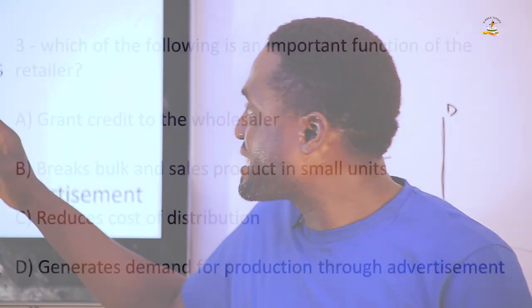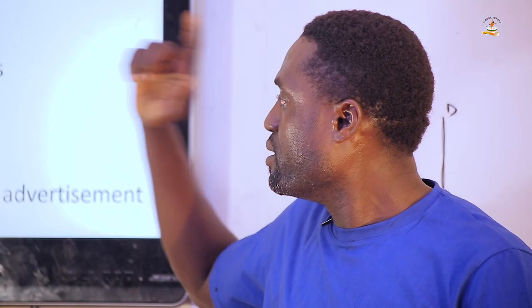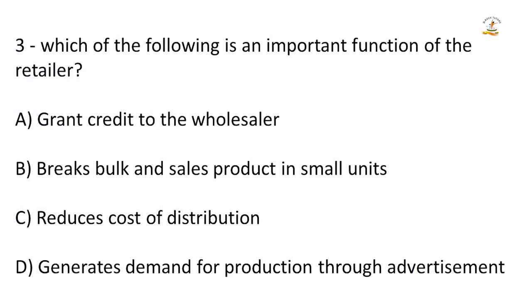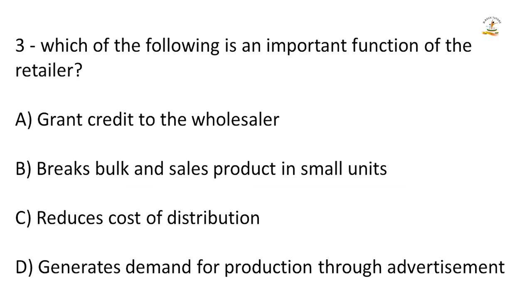Now, they are asking which of the following is an important function of the retailer. A, grant credit to the wholesaler. B, breaks bulk and sells products in small units. C, reduces cost of distribution. D, generate demand for production through advertisement. From these options, the retailer breaks bulk and sells products in small units.